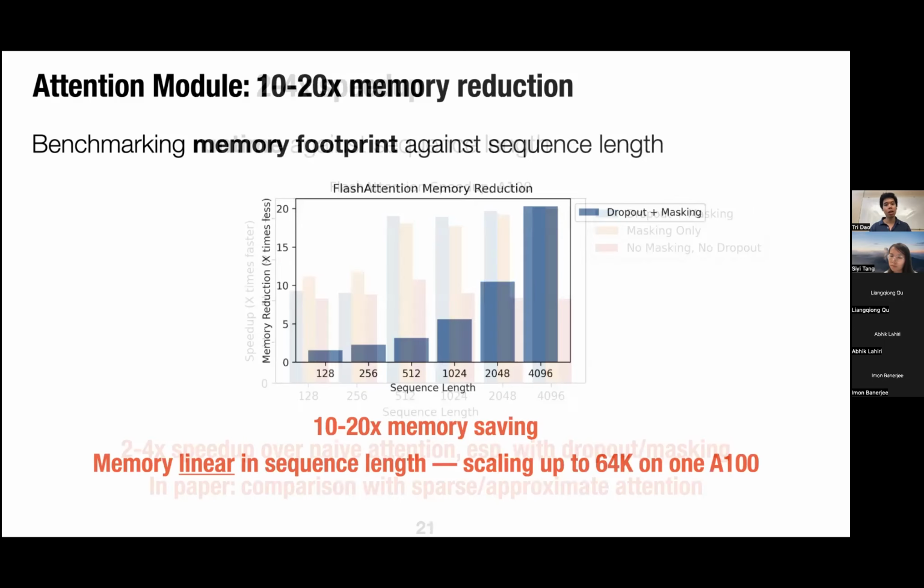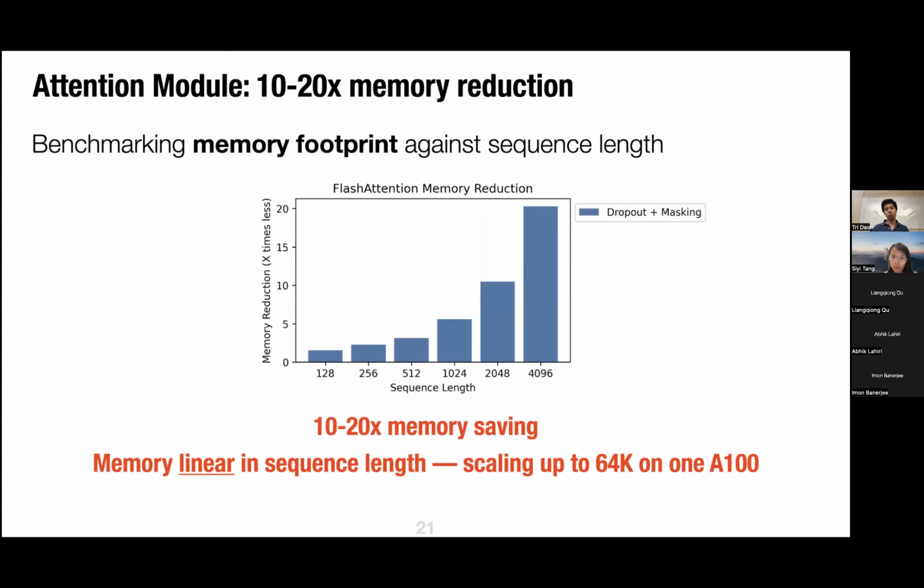And when you measure memory usage, which is the total memory you need, the nice thing about FlashAttention is memory is linear in sequence length. It's not quadratic. So depending on sequence length, we can see either 10x or 20x memory savings for the attention layer alone. So this allows us to scale up to a sequence length of 64K on one A100 GPU. And just for context, some of the largest transformer models have context length of like 2K, just because of this quadratic blowup. So if you have memory linear in sequence length, you can scale to much longer sequences.